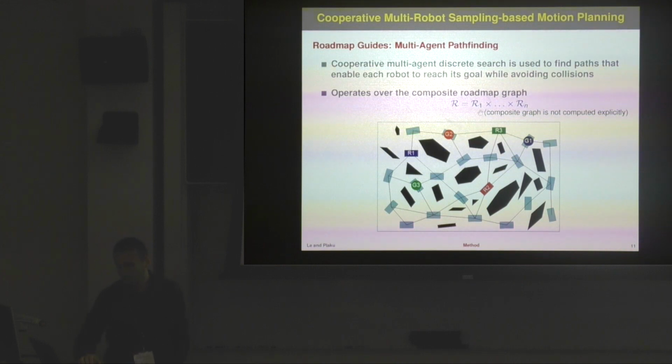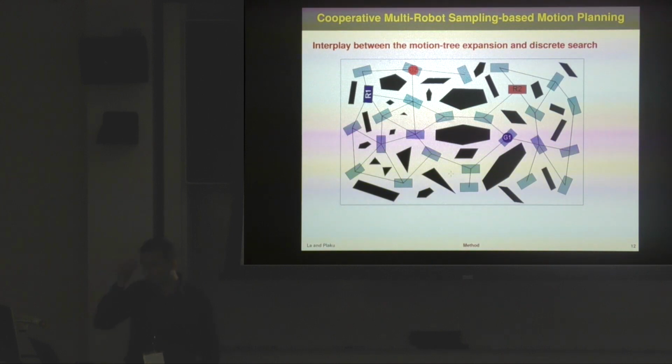So this is the graph R1 times Rn, over which the multi-agent pathfinding algorithm is operating. And again, this graph does not need to be computed explicitly. It is computed implicitly on the fly, so you can generate the successors based on your current graph vertices. So let's suppose that you have this robot 1 in here, robot 2, and robot 3. They need to go to some particular goals. You call your multi-agent pathfinding algorithms, and let's say it comes up with this path. So these paths now will serve as guides for the motion tree planner to expand the motion tree.